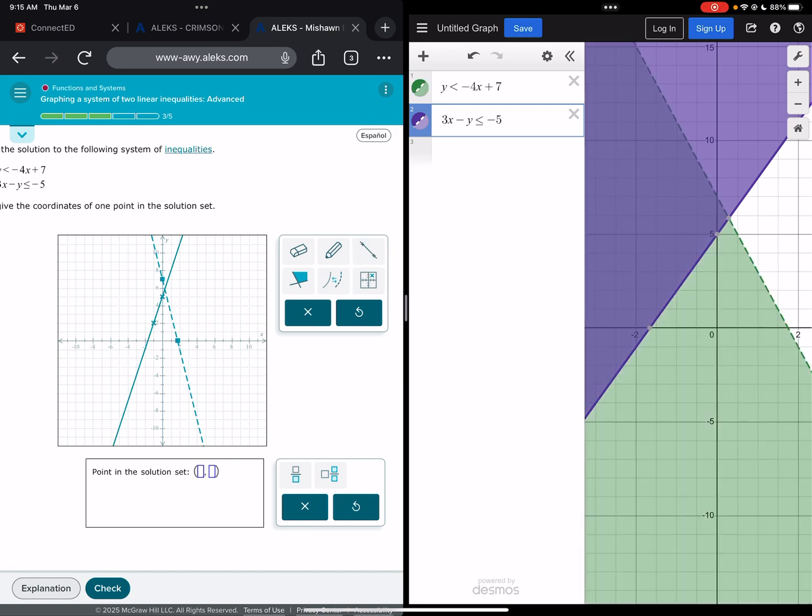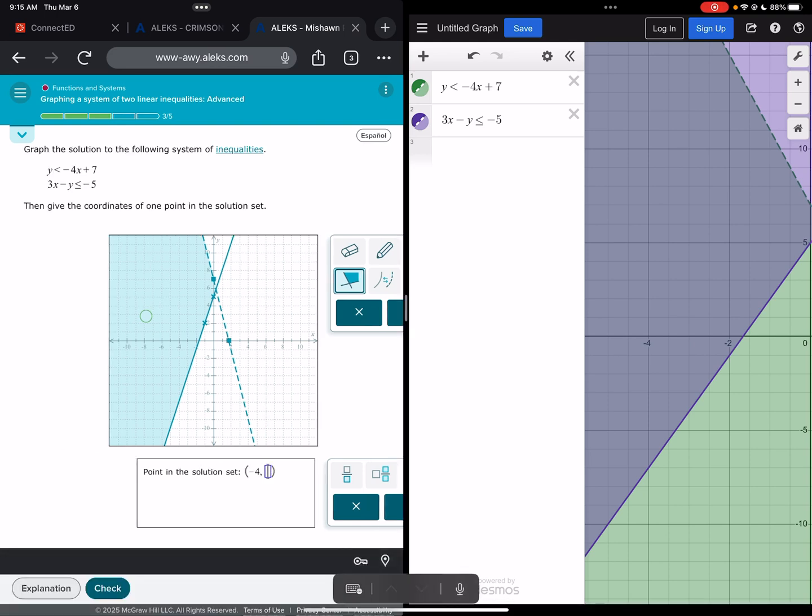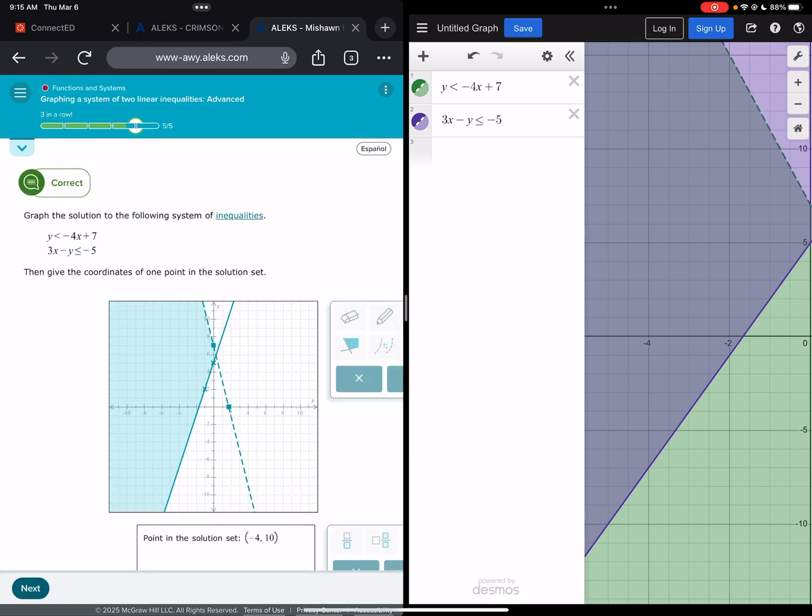And when I highlight both of them, they match over here on this left-hand side as far as the shaded section goes. Now I just need to pick any point that I want. So I'm going to pick (-4, 10), which we can go ahead and check. Okay, and that's how you can graph a system of inequalities.